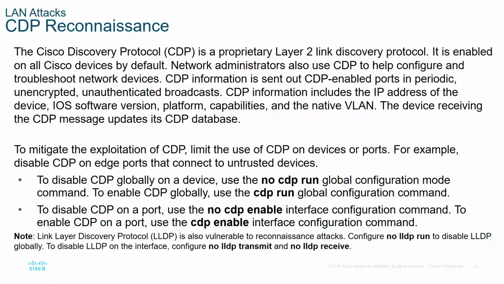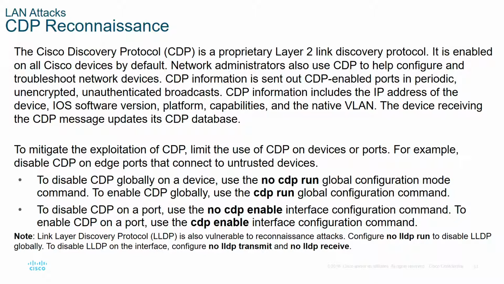CDP reconnaissance. The Cisco Discovery Protocol, CDP, is a proprietary Layer 2 link discovery protocol. It is enabled on all Cisco devices by default. Network administrators also use CDP to help configure and troubleshoot network devices. CDP information is sent out CDP-enabled ports in periodic, unencrypted, unauthenticated broadcasts. CDP information includes the IP address of the device, the iOS software version, platform capabilities, and the native VLAN.